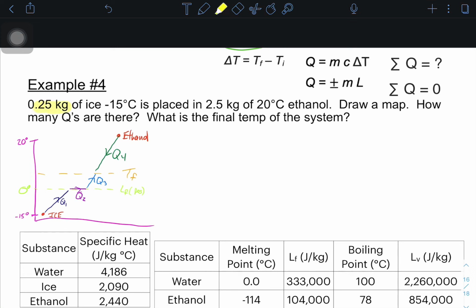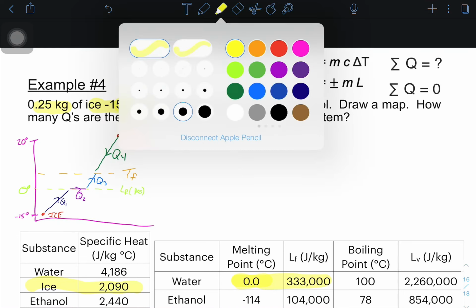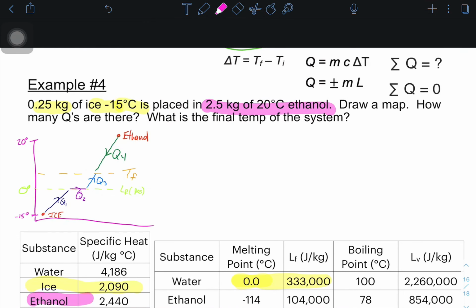We note that we have ice, so we have a phase change that's going to occur right here. We have ethanol, but notice how we are well outside the melting point or the boiling point of ethanol. So we're good there. We don't have to worry about that. Okay, so now we can start setting up. We could say the sum of all my Q's is equal to 0. That means Q1 plus Q2 plus Q3 plus Q4 is equal to 0.